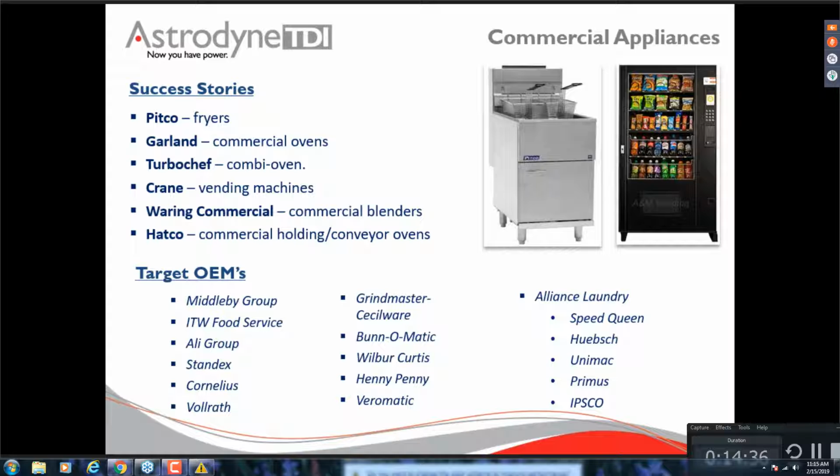So we can elaborate on the design, and we can make it more suitable for their application and for them to pass their EMC requirements. And we are very good with that, with any of these 3 categories that I mentioned in terms of commercial appliances, small and large and white goods products.